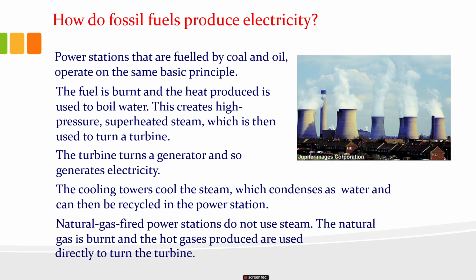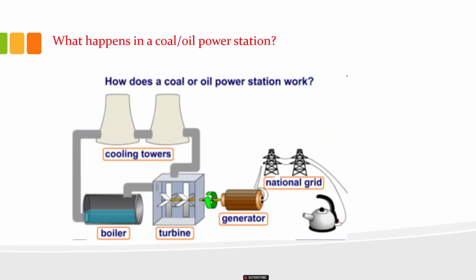Natural gas fired power stations do not use steam. The natural gas is burnt and the hot gases produced are used directly to turn the turbine. So this is what happens in an oil-based or coal-based power station.